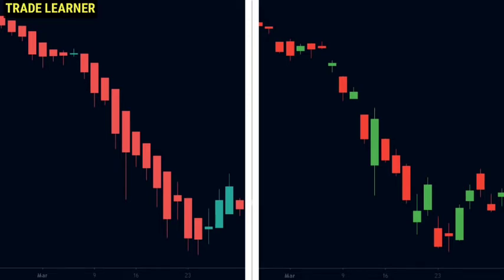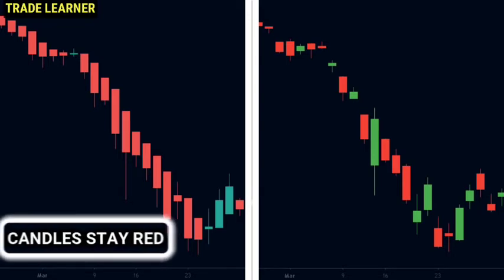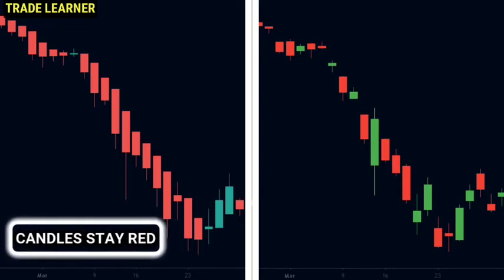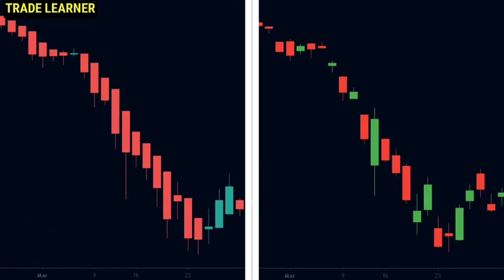On the other hand, if we look at the HEIKEN ASHI chart, we can see that the candles stay red for the whole downtrend. This shows a continuity of the trend. The trend can be clearly spotted and the chart is a lot cleaner.